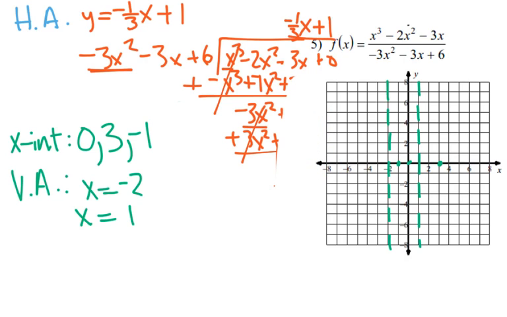So we go up to positive 1, then down 1 to the right 3, down 1 to the right 3, or up 1 to the left 3, and then we draw our line.